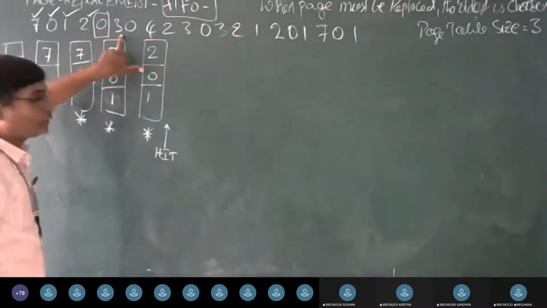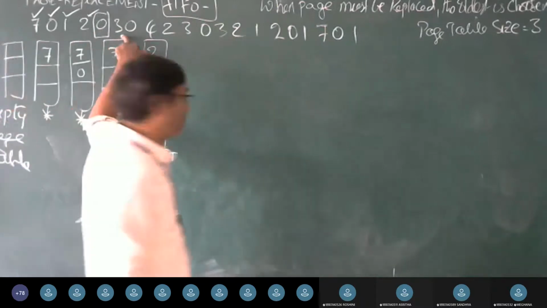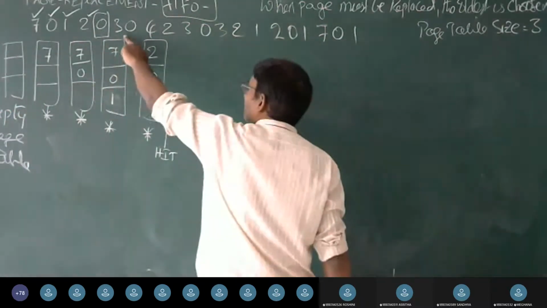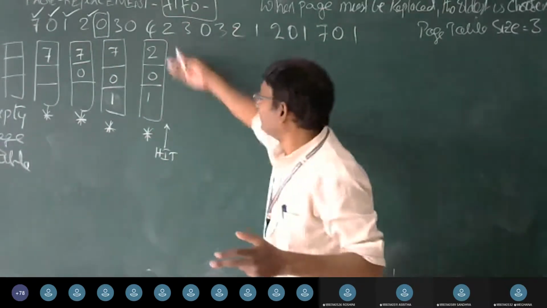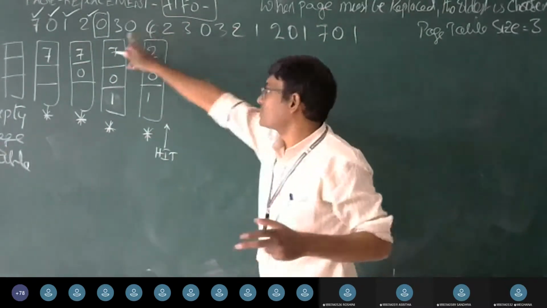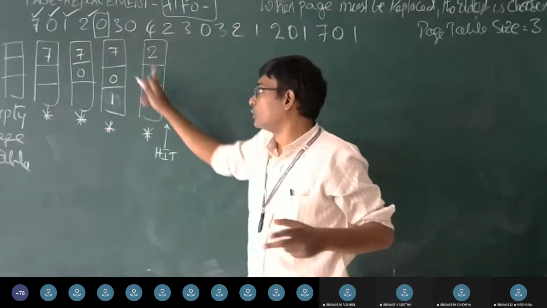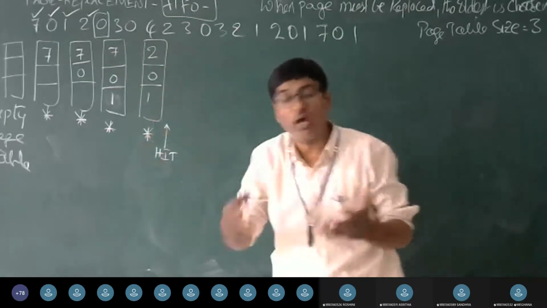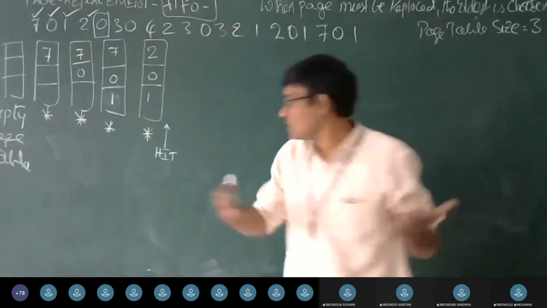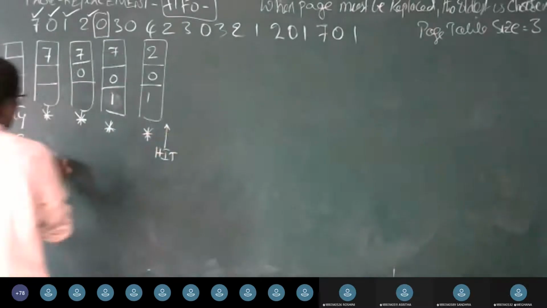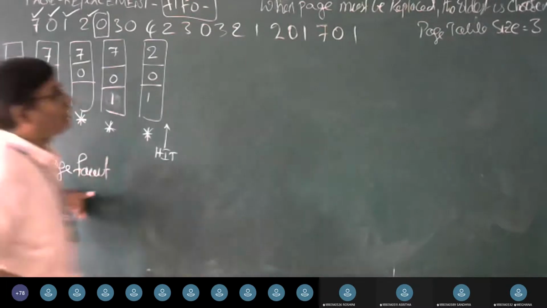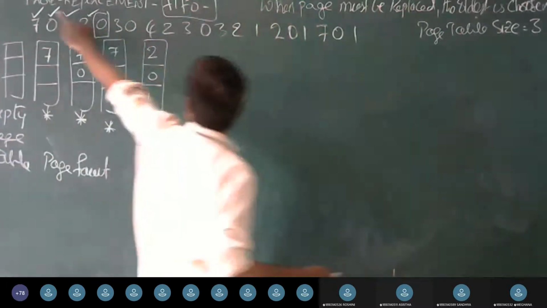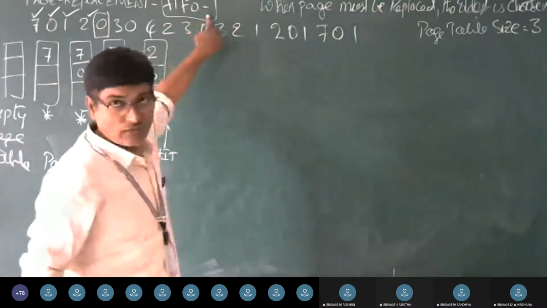Next, we are going to search for a page called 3. We need to check whether 3 is in the page table or not. The comparison is 3 equals 2, 3 equals 0, 3 equals 1. Obviously the comparison fails, so a page fault is going to happen. What should I do if a page fault happens? We must use page replacement, that is first in, first out.